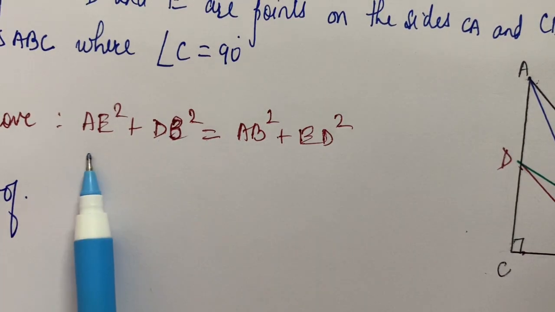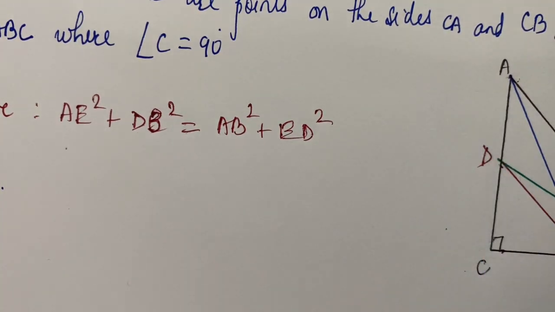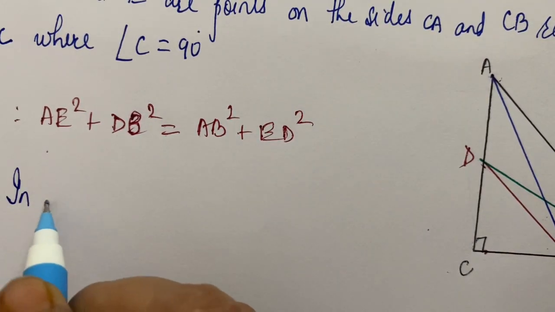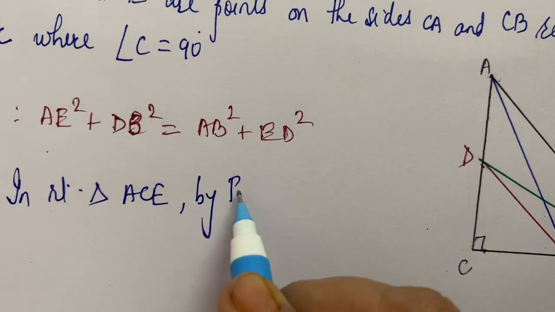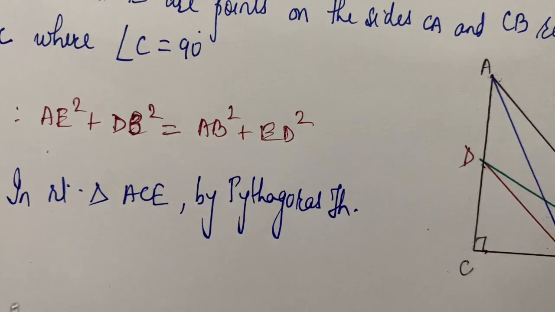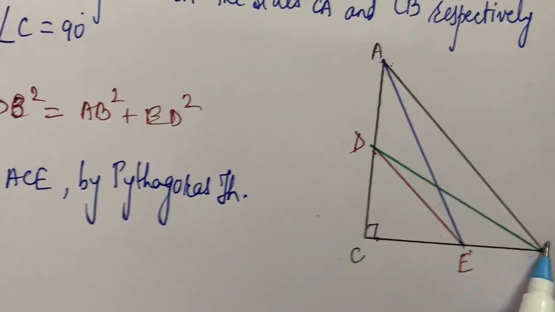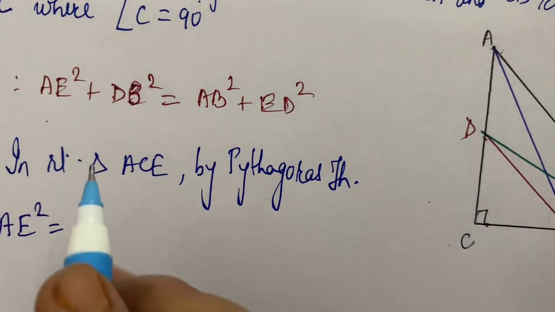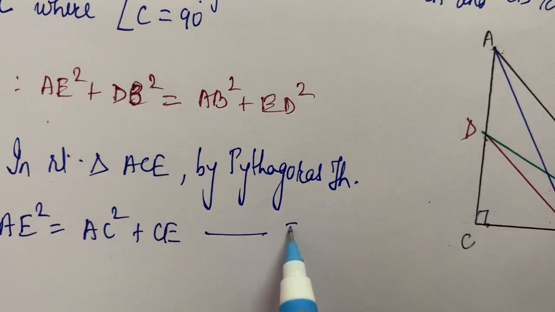I will take AE square first. For taking AE square, I'll need triangle ACE. Which triangle? ACE. So in right triangle ACE, by Pythagoras theorem, AE square is equal to AC square plus CE square. This is your equation 1.